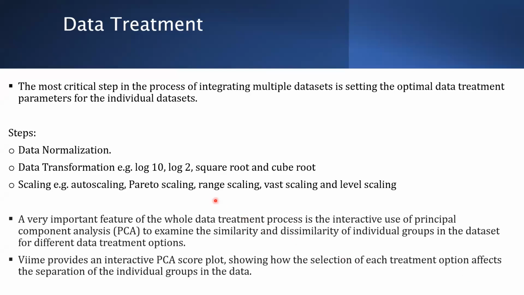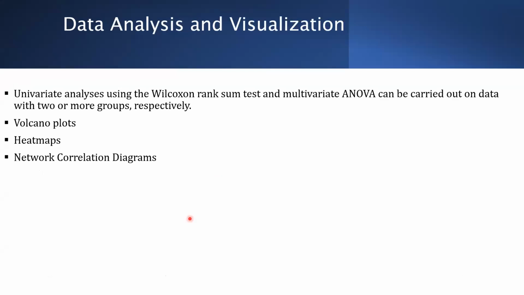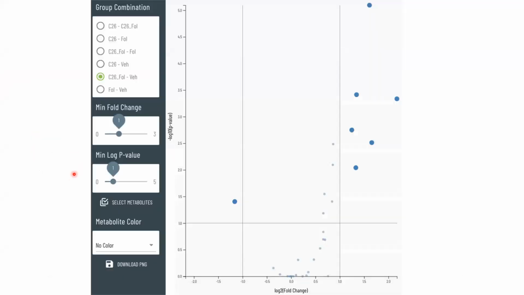So there's the data treatment also. I'm sure we're all familiar with this. If we work with metabolomics data mostly, you're familiar with data normalization, transformation, and scaling. So you can also do that on the VIIME platform. And also you can do a PCA plot. We'll do the practical view of what I'm talking about. So you also get to do the univariate analysis, multivariate, volcano plots, heat maps, correlation diagrams.